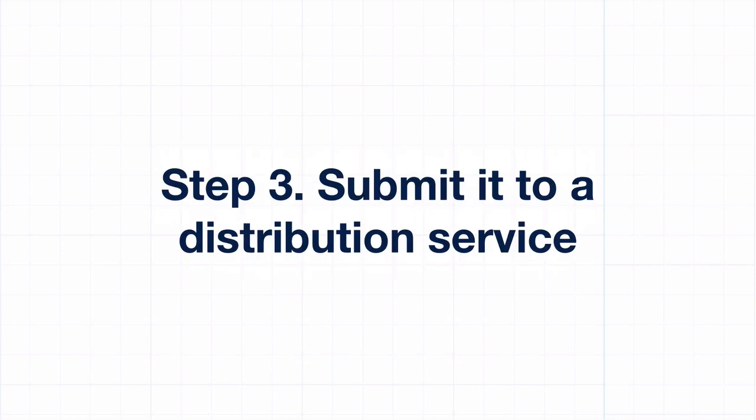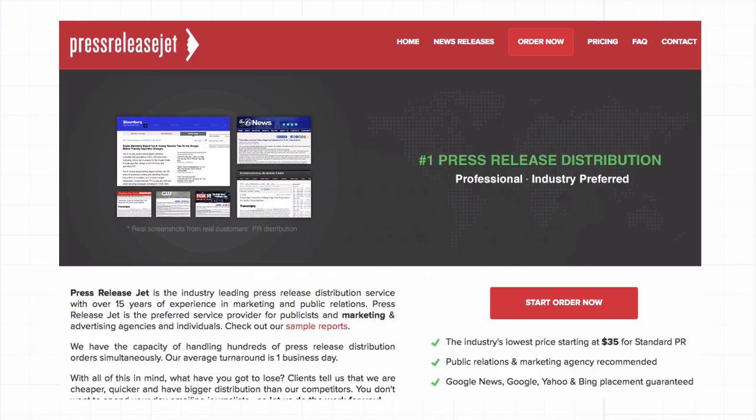It's not that complicated. You submit this to a distribution service. There are so many around. The prices can range from upwards of $500 to less than $100. It really depends on the level of distribution that you want. You can start cheap with something like Press Release Jet, and their press releases range from about $35 all the way up to $75. And that works. I've tested them out. They seem pretty good. Nothing amazing.